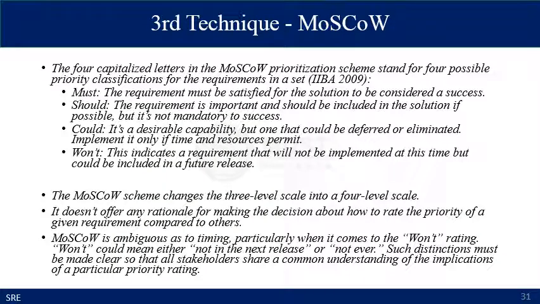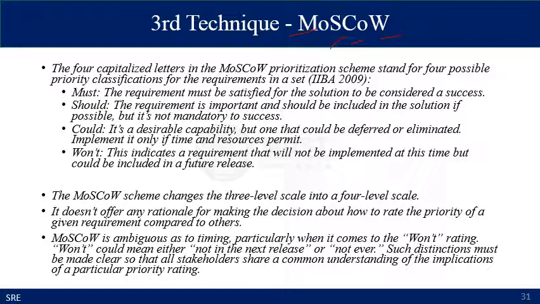The third technique for requirement prioritization is called the MoSCoW technique. The four capital letters in the MoSCoW prioritization scheme, M, S, C, and W, stand for four possible priority classifications for the requirements in the set. The M stands for must requirements, S stands for should requirements, C stands for could requirements, and W stands for want requirements. The must requirements must be satisfied for the solution to be considered a success.